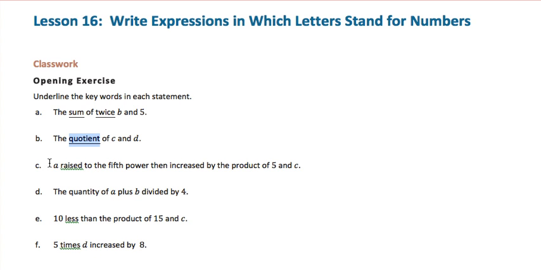In C, power tells me I have an exponent. Increase tells me that I'm going to add. And product tells me I'm going to multiply. So I have 3 key words.